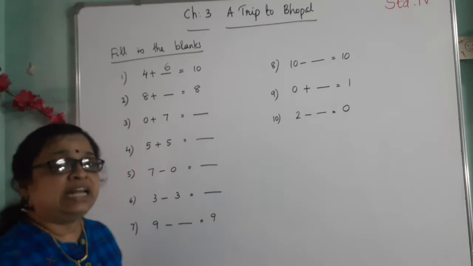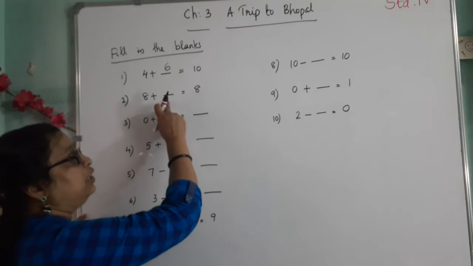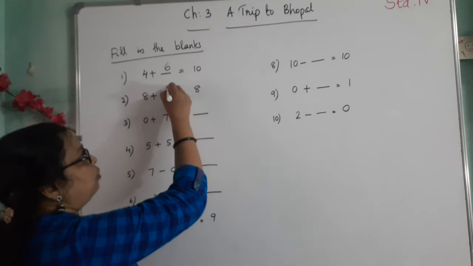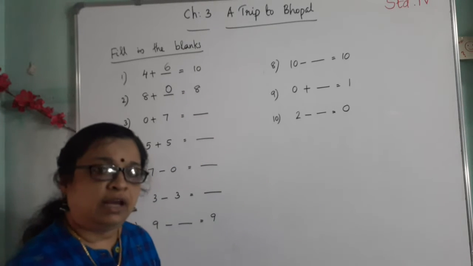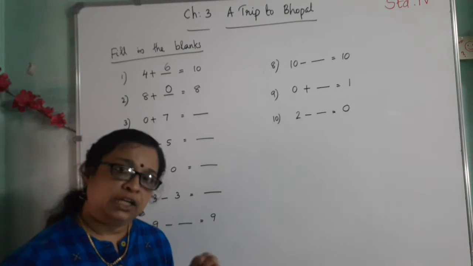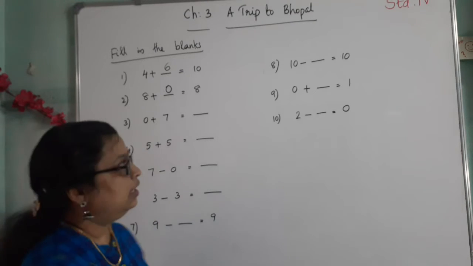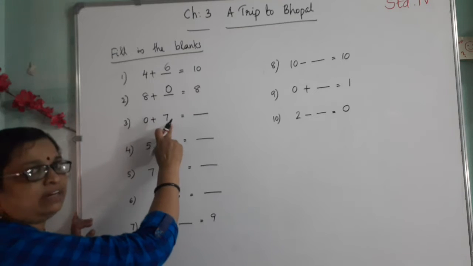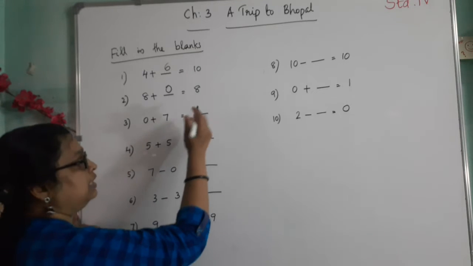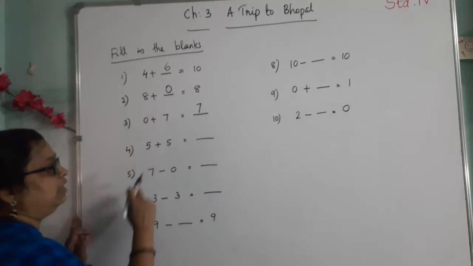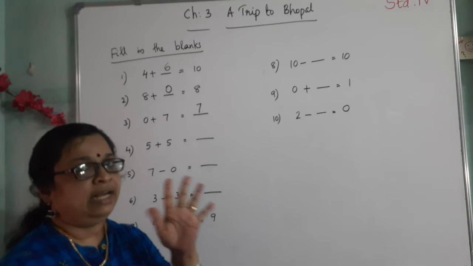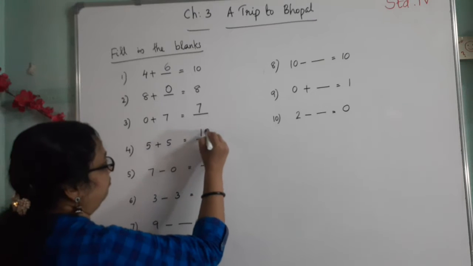Then 8 plus dash equal to 8. When a number is added to 8 and we get 8, the number is 0. When 0 is added to a number, or a number is added to 0, we get the same number. So 8 plus 0 equals 8. Then 0 plus 7: 0 is added to a number, the same number, we get 7. Then 5 plus 5, 5 after 6, 7, 8, 9, 10, that is 10.